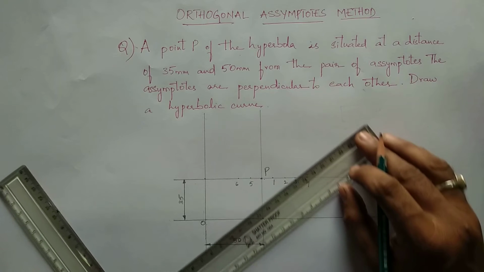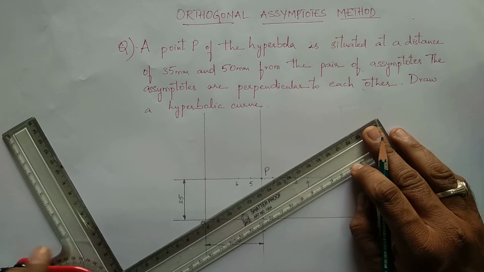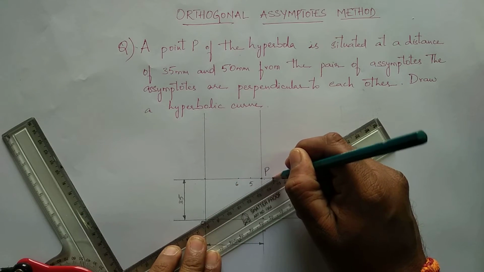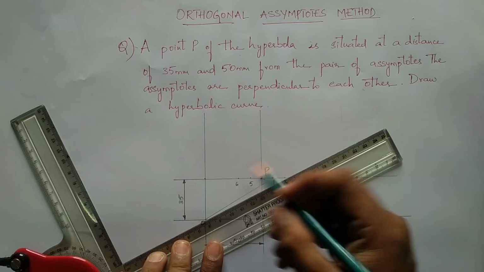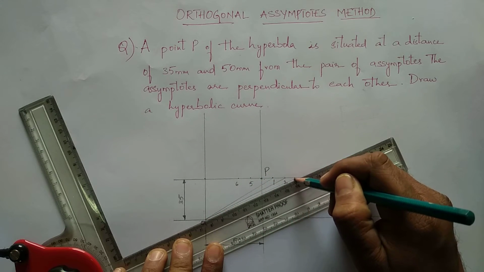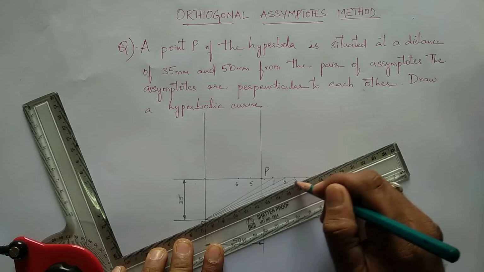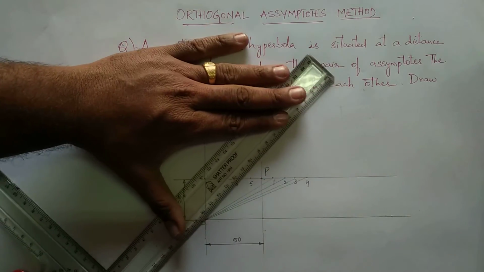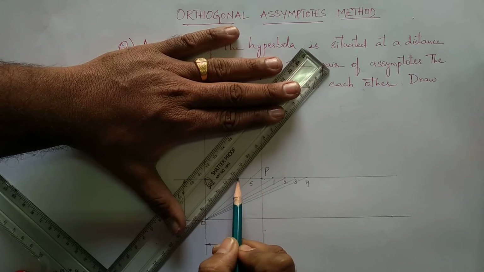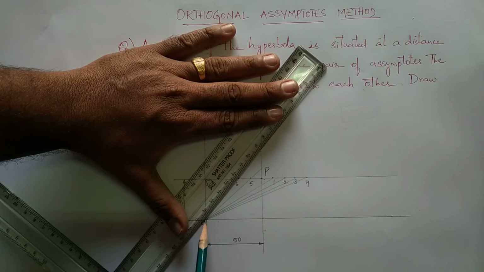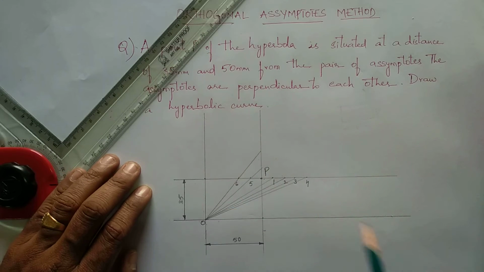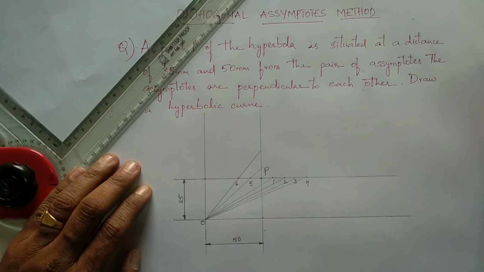Now, from the point O, join O to 1, O to 2, O to 3, O to 4, and similarly join O to 5 and O to 6 also. There is no rule that you need to take only 2 points on the left side of point P. If you want to take some extra points, you can take them.